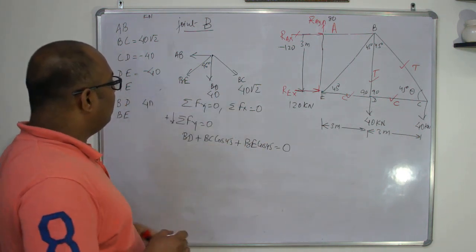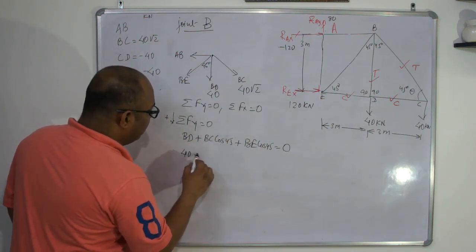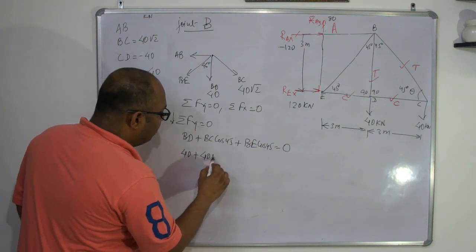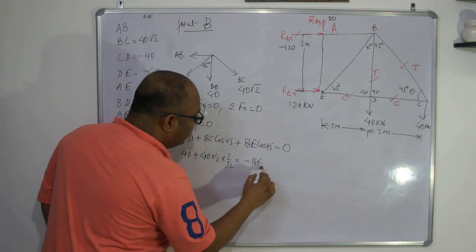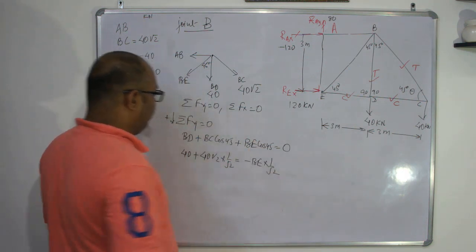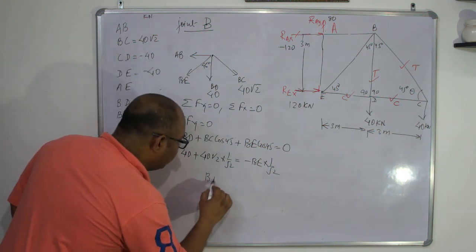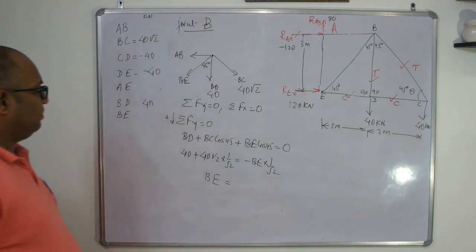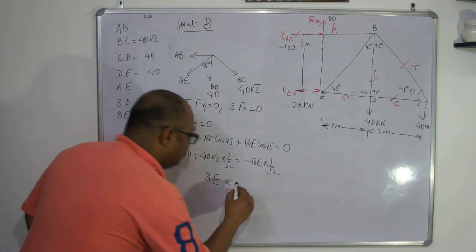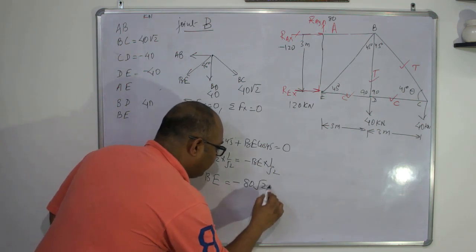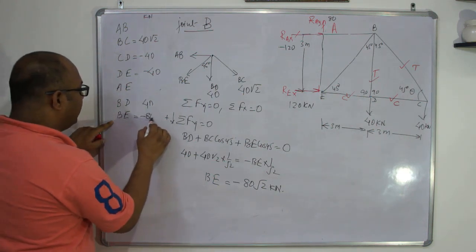Now let us put the value. You know that BC is how much? BC is 40 root 2 multiplied by 1 by root 2. This is equals to minus of BE into 1 upon root 2. So if you want to solve, then BE will become how much? Root 2 will cancel out. You have 80 into root 2 with a minus sign. So BE will become minus 80 root 2.